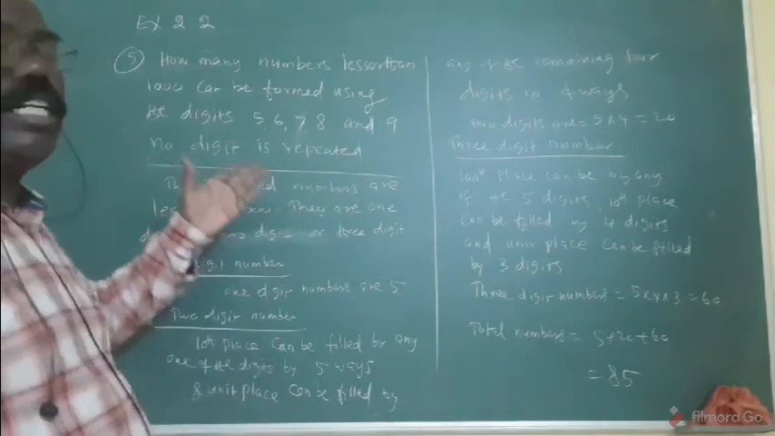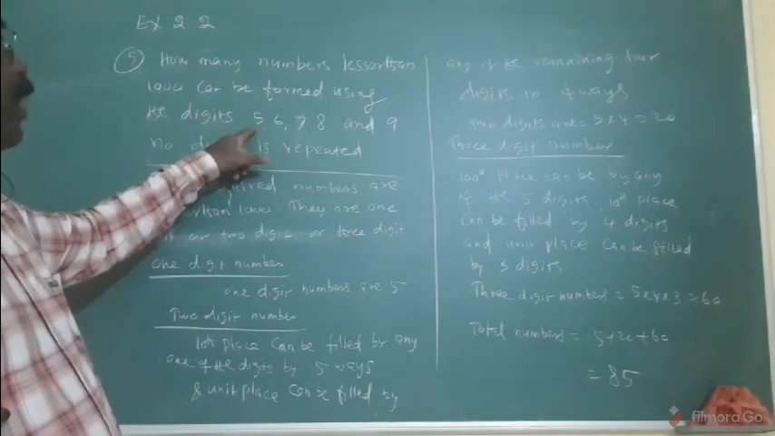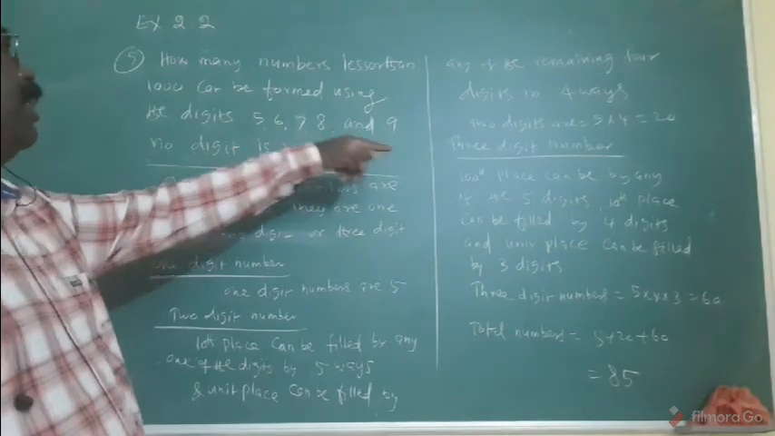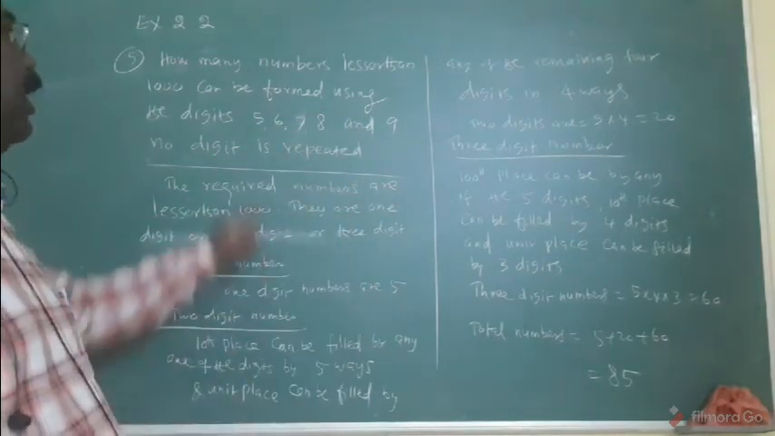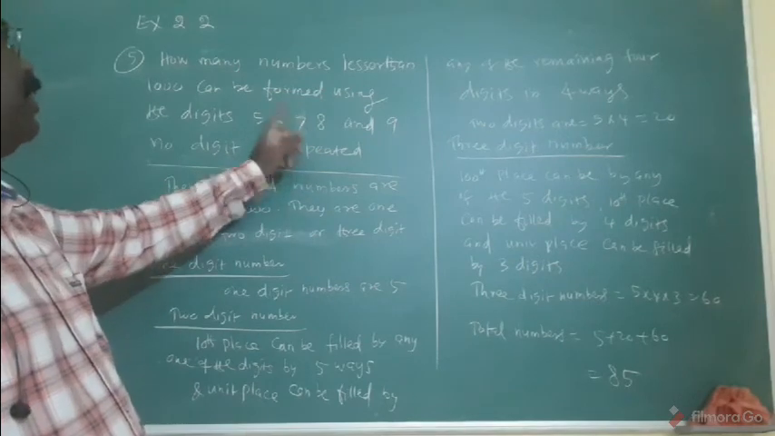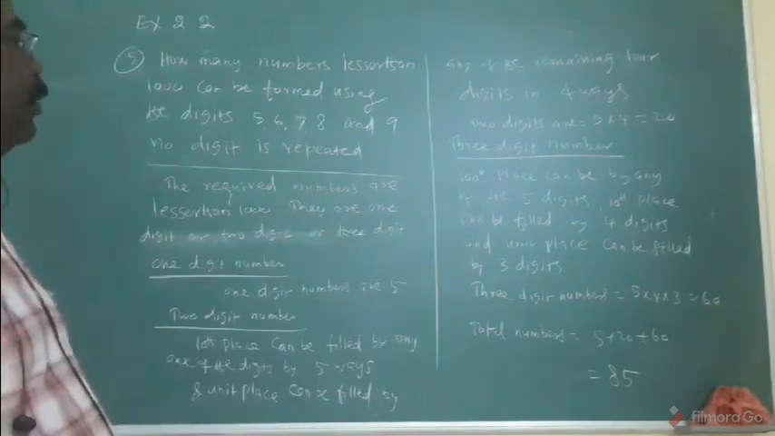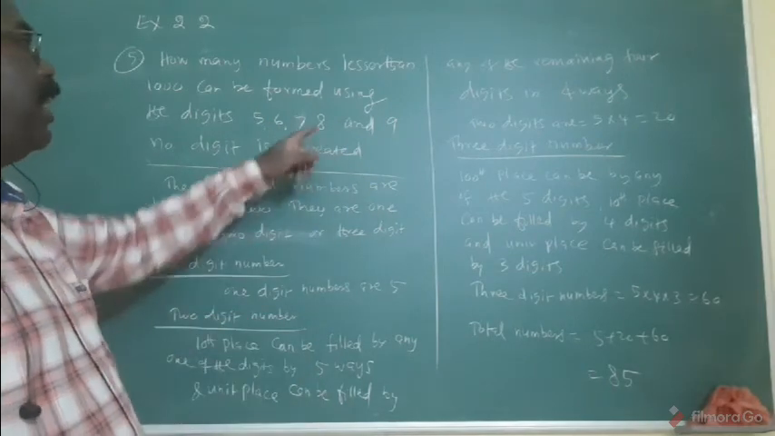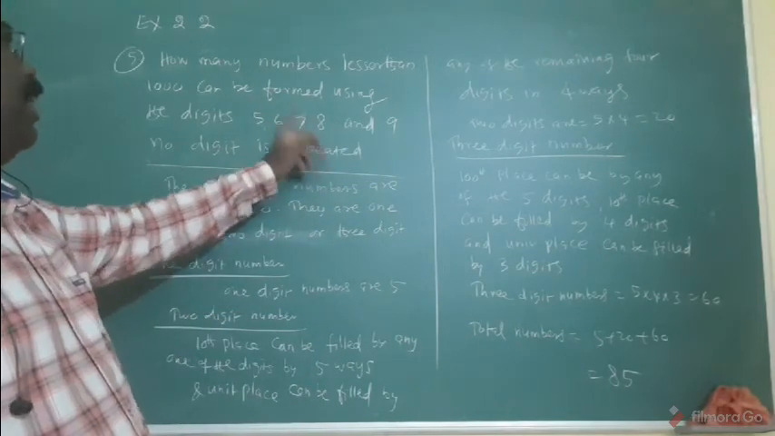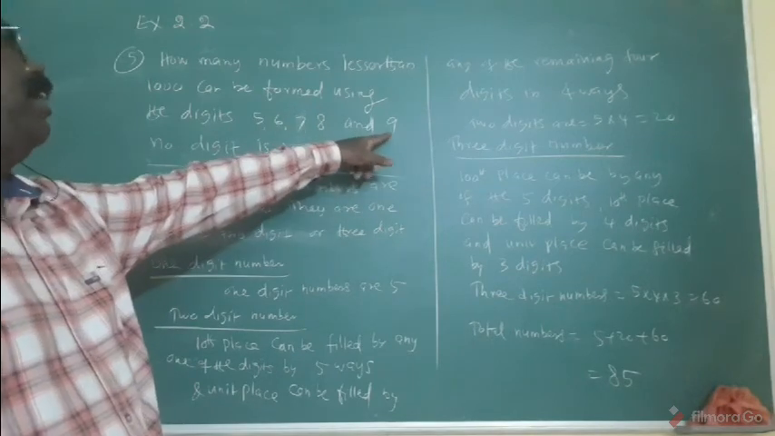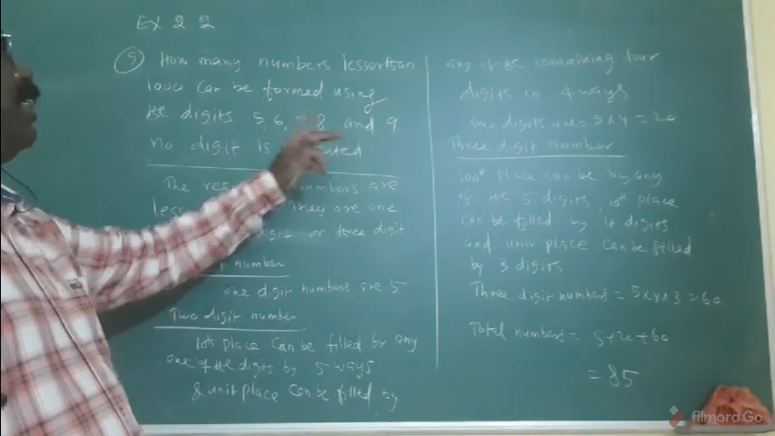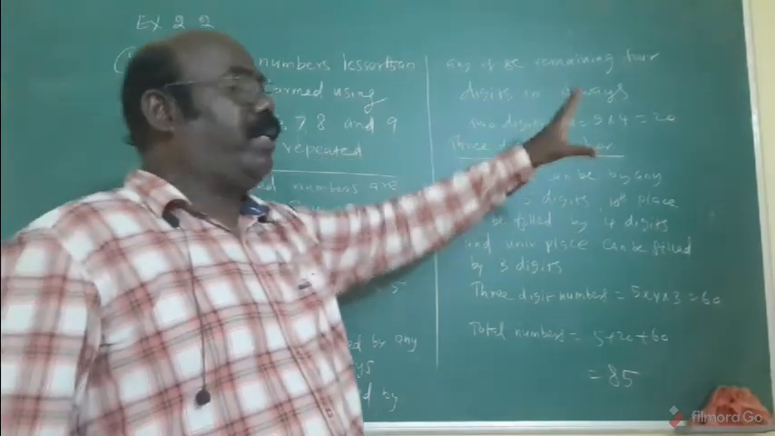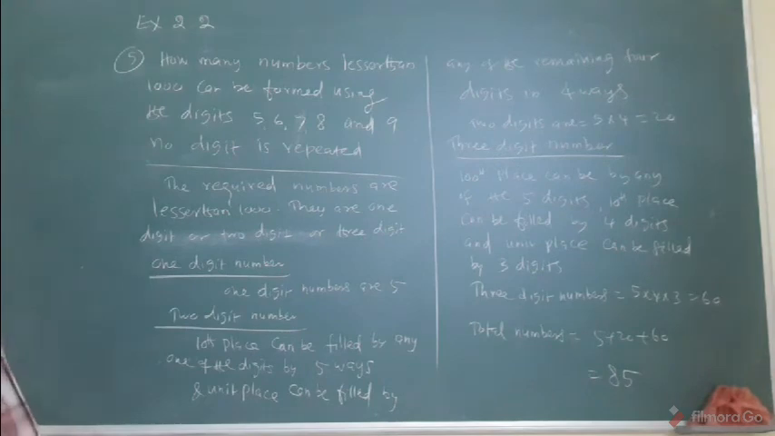Mind it, you can check yourself. 56, not 55, because no digits are repeated. That's why 56, 57, 58, 59, in this way 4 numbers. Next, 65, 67, 68, 69, again 4 numbers. Then 75, 76, 78, 79. Again 85, 86, 87, 89. Then 95, 96, 97, 98. In this way, the total number of 2 digit numbers is 20. Now next, what?